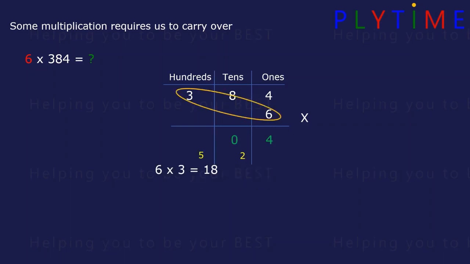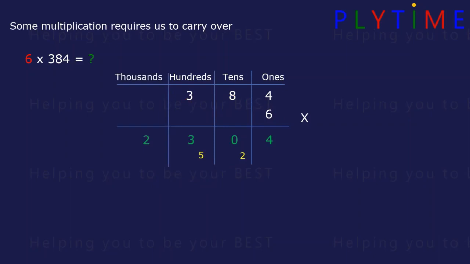6 times 3 is 18, plus the 5 is 23. So we write the 3 and carry the 2 into the next column, the thousands. So our answer equals 2,304.